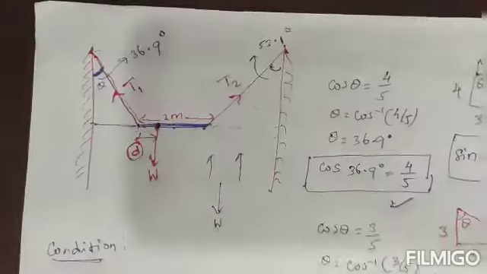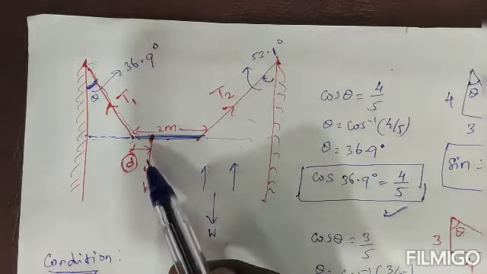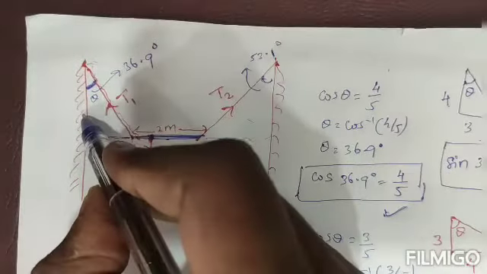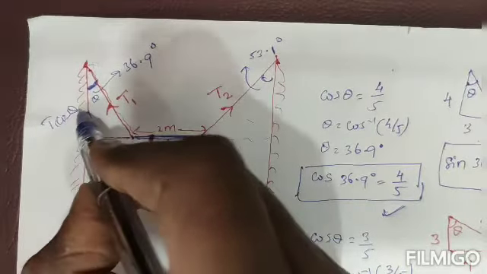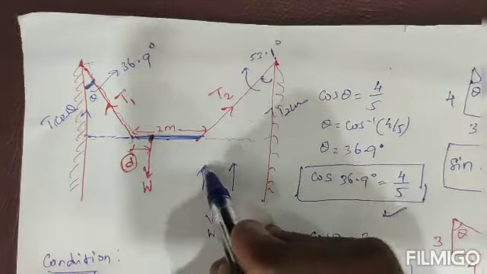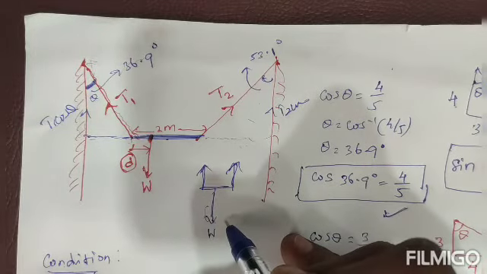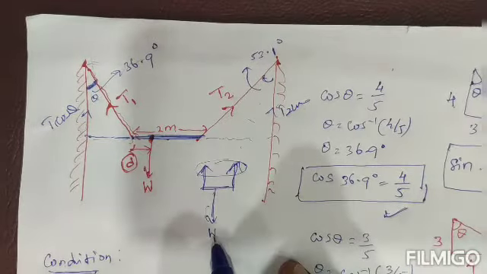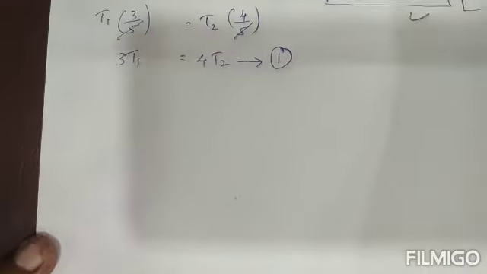For the vertical balanced force, the downward weight is equal to the upward cos theta values. Here this is T1 cos theta, this one T2 cos theta. These both will be balanced with the weight. So what we can say is that these two cos theta values will be equal to the weight. Now we write that idea. That is the second idea.